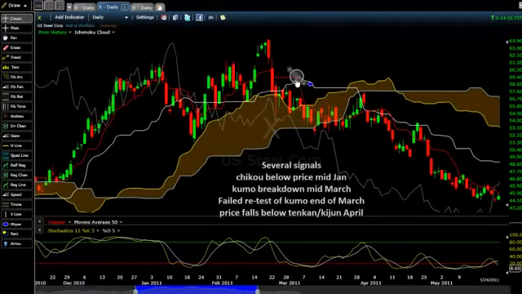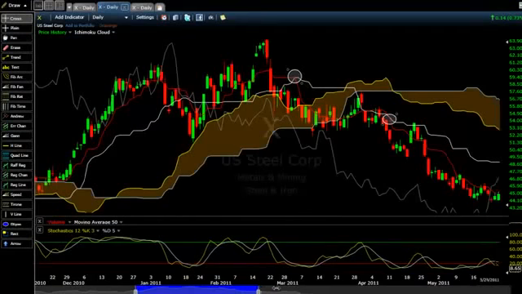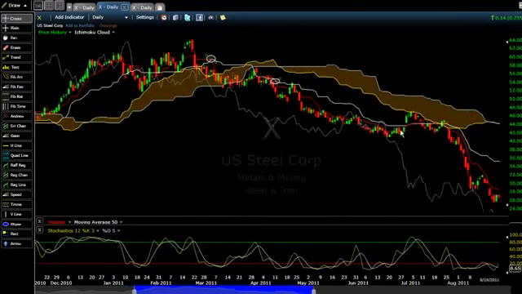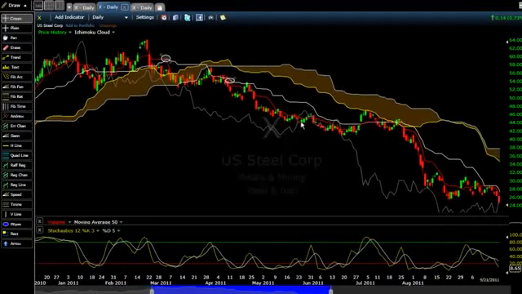It wasn't a strong sell signal because it's above Kumo, but we had another TK cross here. We also had a Kumo breakdown where we came up, we tested Kumo again, and then we immediately failed. Okay. Now, if we zoom out on this chart, we can see that every time price came up to Kumo, we got rejected. We can see that Chiku is below price, which is bearish.